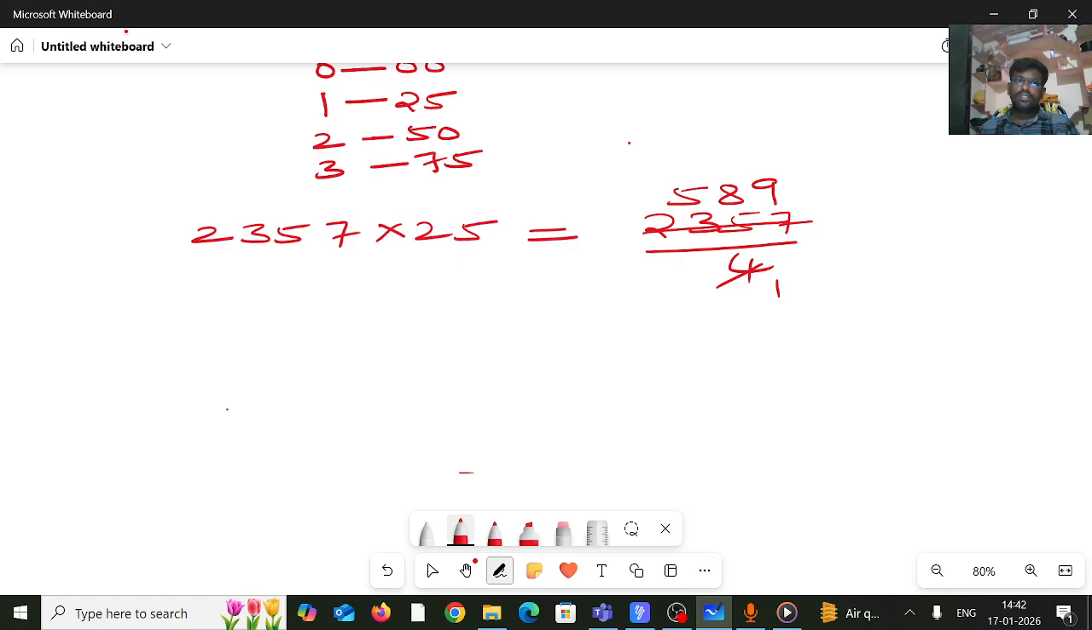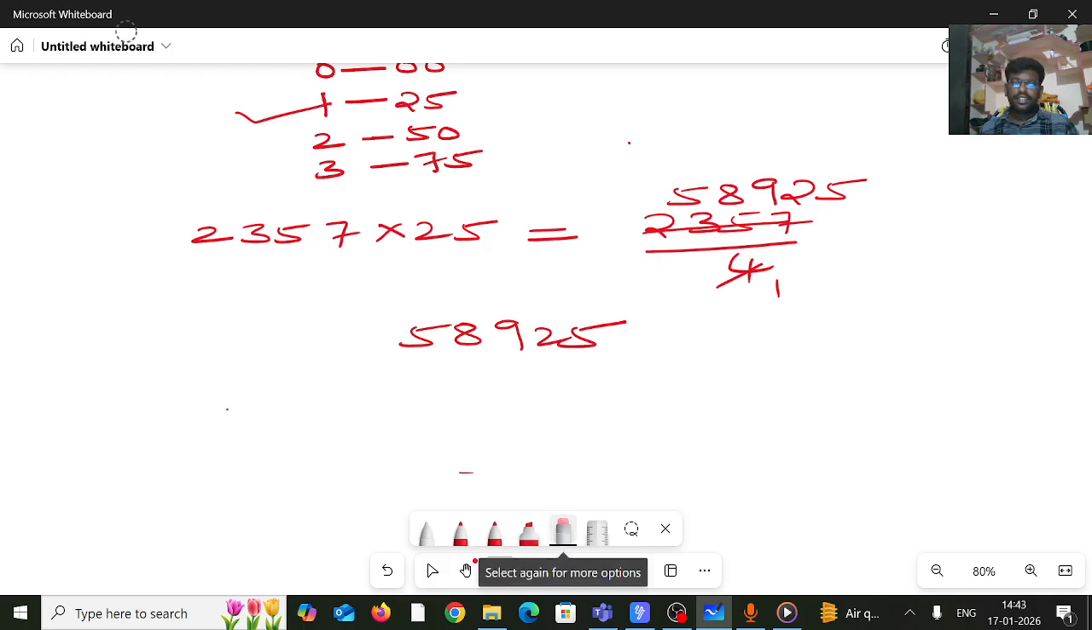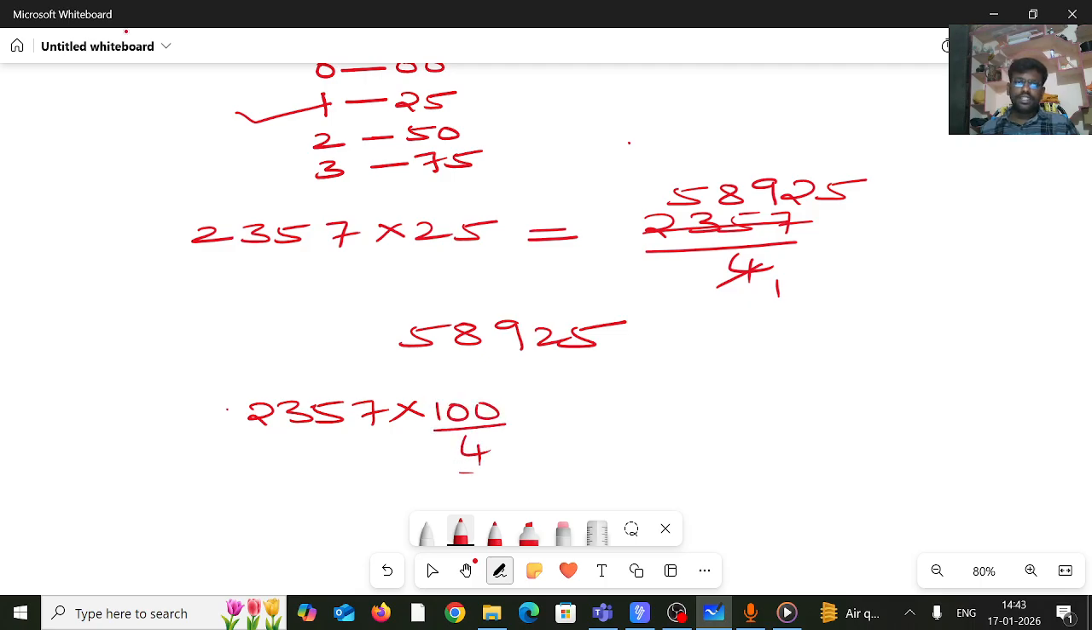When the remainder is 1, write down 25 beside the quotient. This will be our answer. You can verify it with the general procedure. The reason behind this is that multiplying by 25 is the same as multiplying by 100 and dividing by 4. Clear? This is the actual reason behind it. And then the next one.